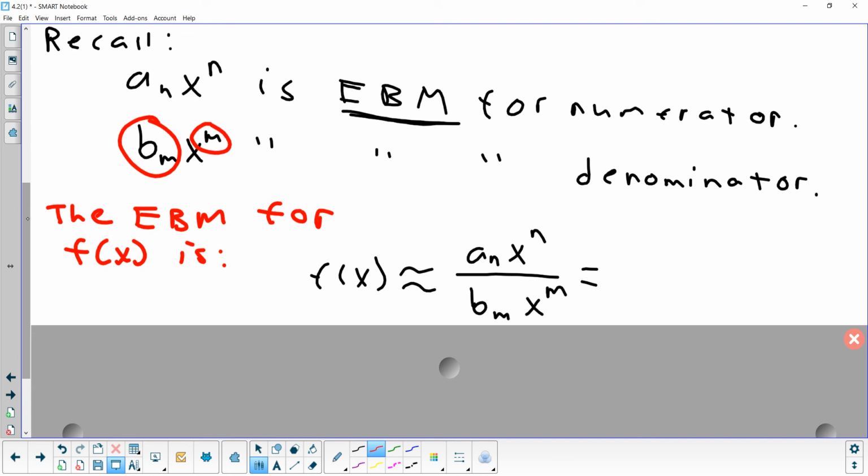So when you divide it, you're going to have a number and a number. So you're going to divide those, a sub n over b sub m. Those will just be two numbers. And then here you're dividing variables with the same base. Anybody remember the rule when you divide variables with the same base? What do you do with the exponents?